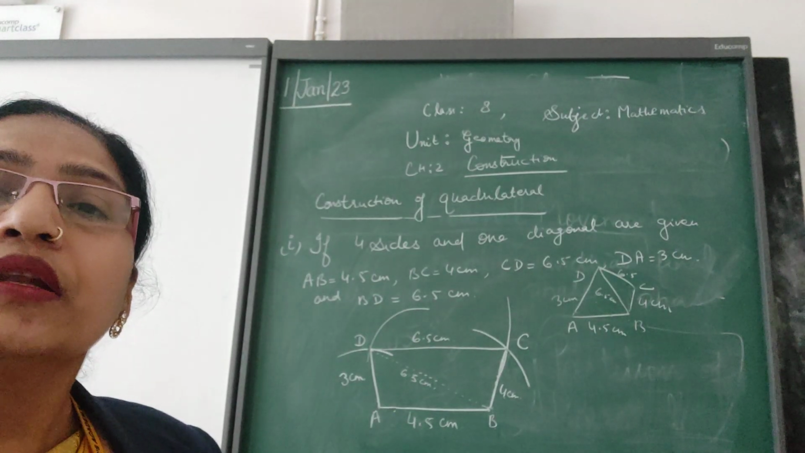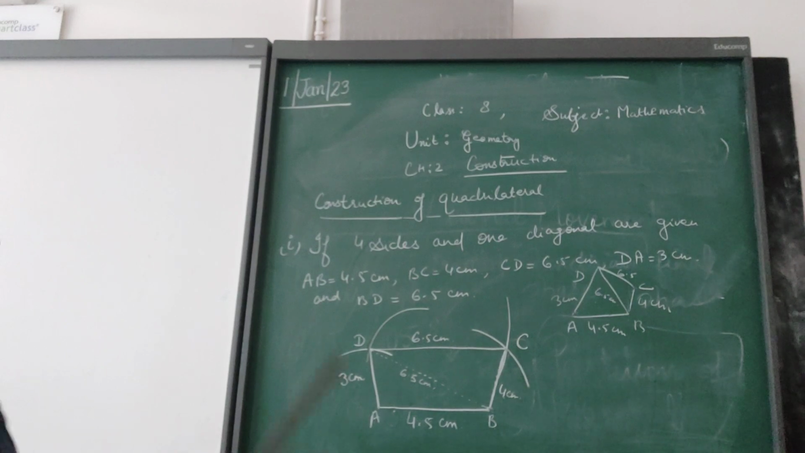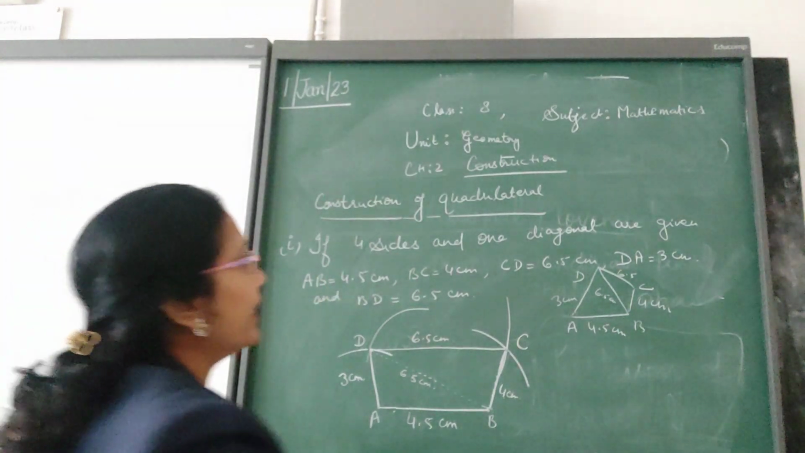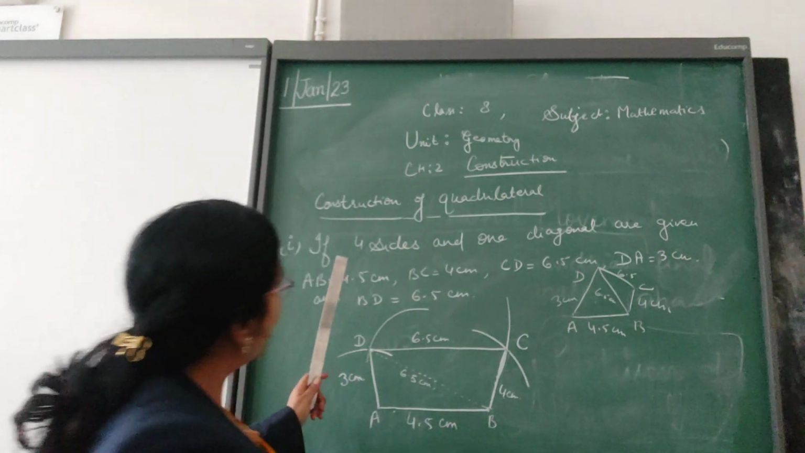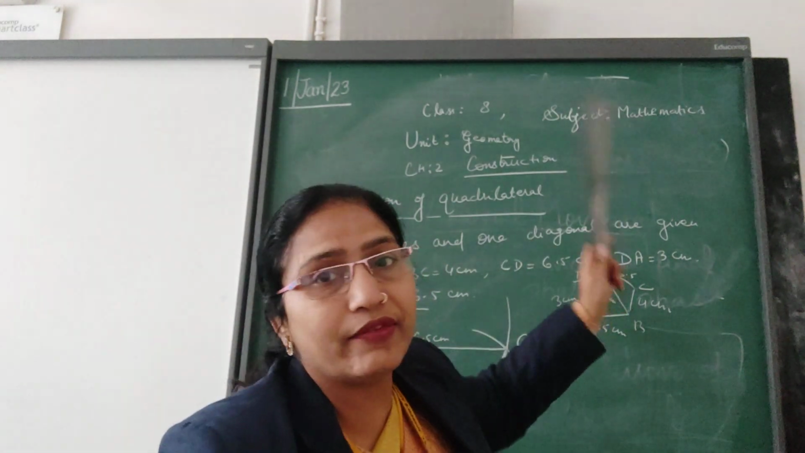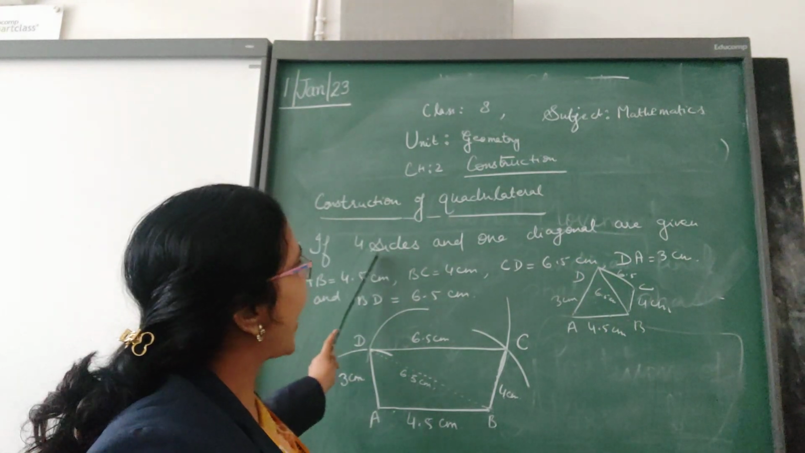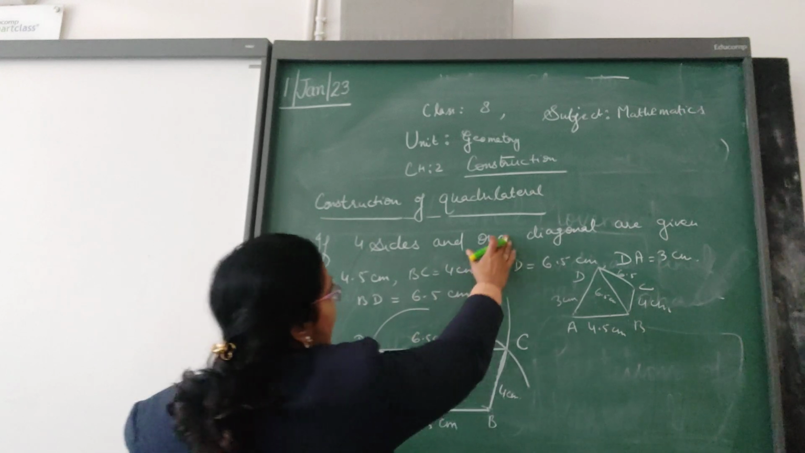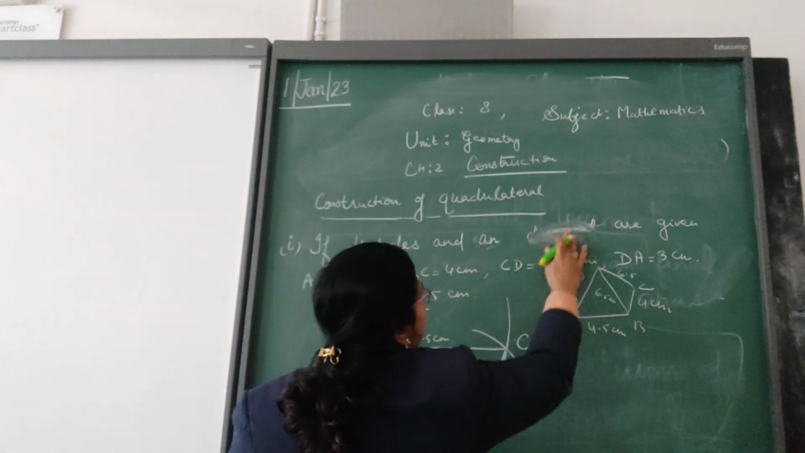Now, next one is if 4 sides and an angle are given. Now, the question is changed. Earlier I told you if 4 sides and 1 diagonal are given. Now I am saying to you, if 4 sides and an angle are given.